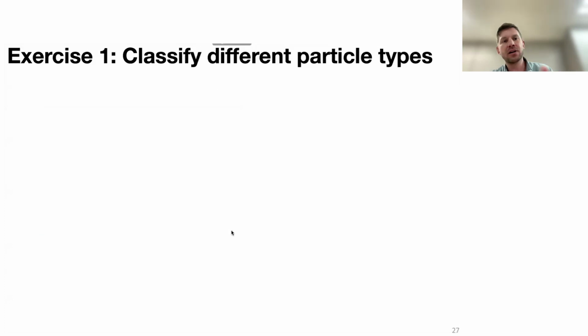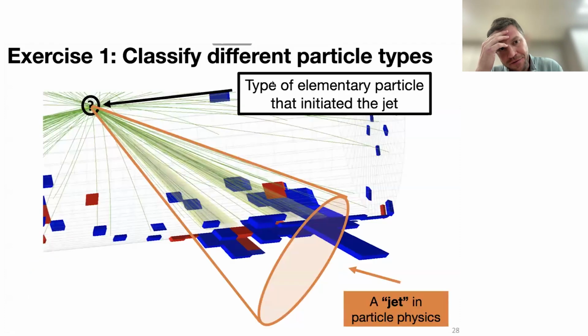So the first exercise we are going to discuss, let me give you some background, is we want to classify, to separate, to discriminate between different particle types. Without going into the physics very much, usually, since we collide protons, we produce other particles that cascade, they create a cascade of secondary and tertiary particles. So these are the green lines that you see here.